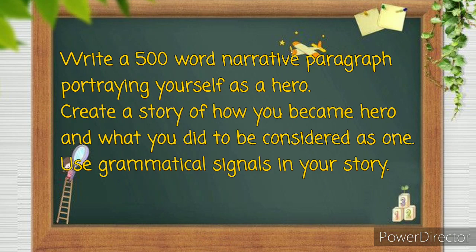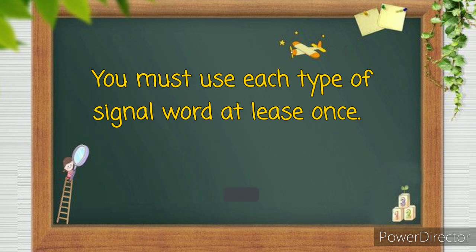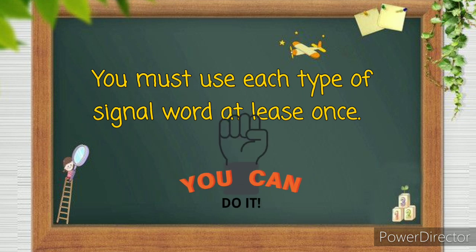And now, let us check if you really understand our lesson by doing the next activity. Your task is to write a 500-word narrative portraying yourself as a hero. You must create the story of how you will become a hero and what you did to be considered as one. Remember to use the grammatical signal words and expressions in your story. And you must use each type of signal word at least once in your story.